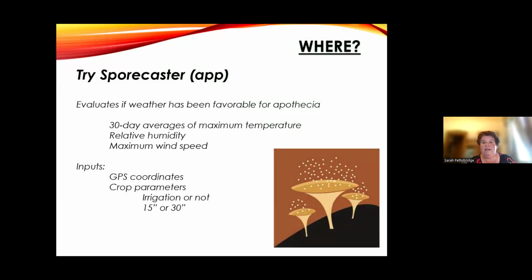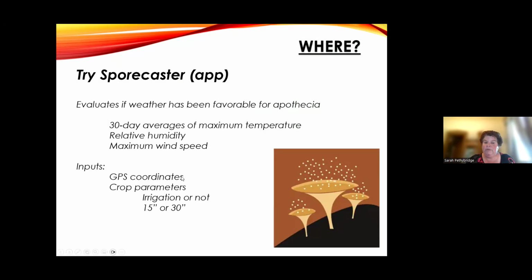So often there's a lot of debate about, well, where is it going to occur? There have been some apps developed from the Midwest, and Sporecaster is one that was developed at the University of Wisconsin. So what Sporecaster does is evaluate if the weather has been favourable for the germination of the sclerotia into those mushroom structures which produce the spores. So it takes into account a 30-day average of the maximum temperature, relative humidity and maximum wind speed for drying the canopy and dispersing the spores. And all you have to do is provide in the app the GPS coordinates of your field, and I'll show you more about that in a moment.